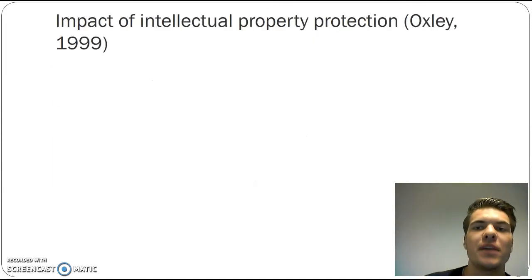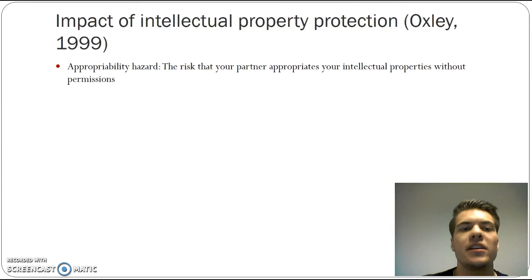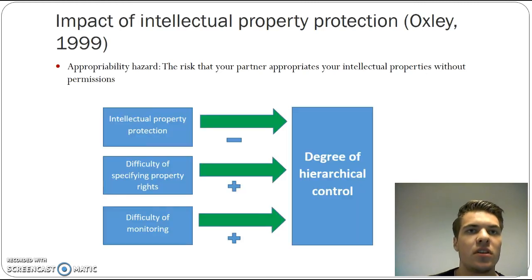We will continue with the paper by Oxley about the impact of intellectual property protection. Oxley researches the alliances between US and non-US firms. A lot of these firms are afraid of appropriability hazard. This is the risk that your partner appropriates your intellectual property without permission. He stated three hypotheses.